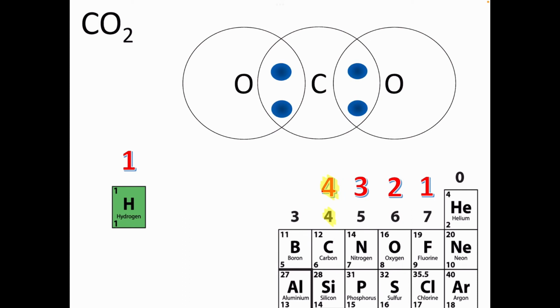Then I look at my oxygen. Again, oxygen is group 6, so it will have 6 electrons, 6 crosses to draw. 2 of them are going to be shared. So I'll put 2 in the shared area and the other 4 around the outside, and the same for the other oxygen. I put the 2 in the shared area and the other 4 around the outside. Now my oxygens all have 8 electrons in their outer shell, and my carbon has 8 electrons in its outer shell.